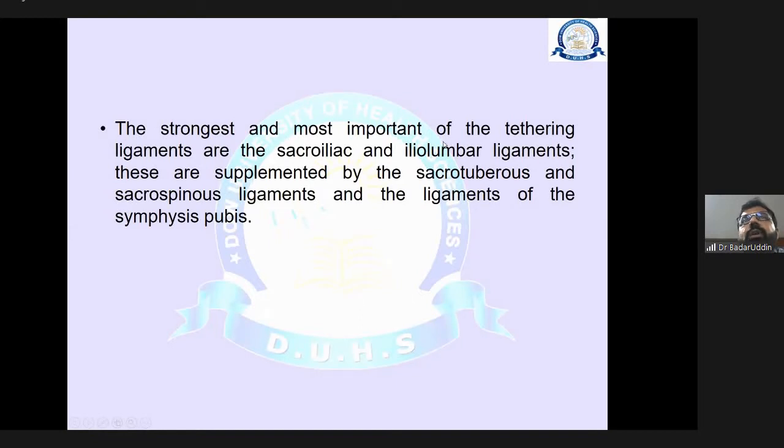Most of the weight of the spine is transmitted to the limb through the posterior side. 70% of the weight transmission from the spine to the pelvis to the lower limb is through the posterior side. So nature provides the posterior side most strongly.